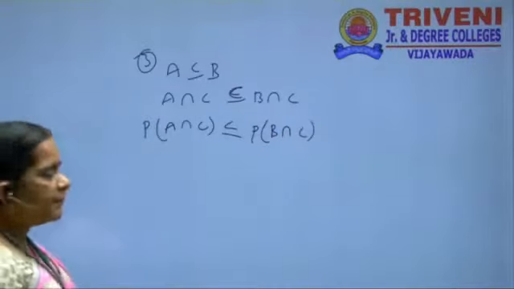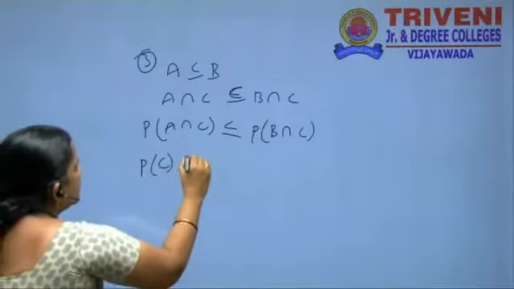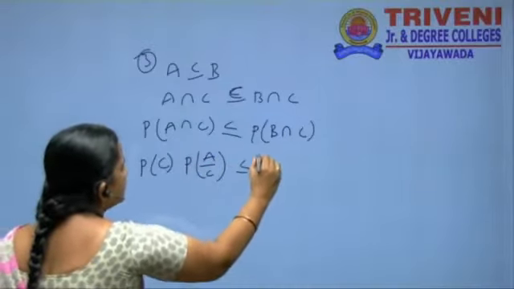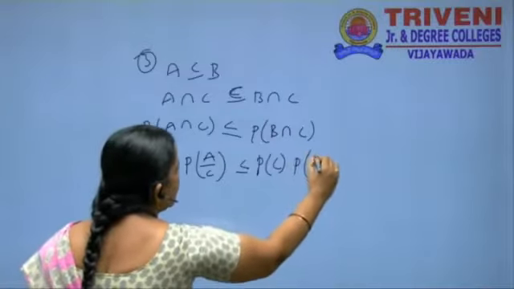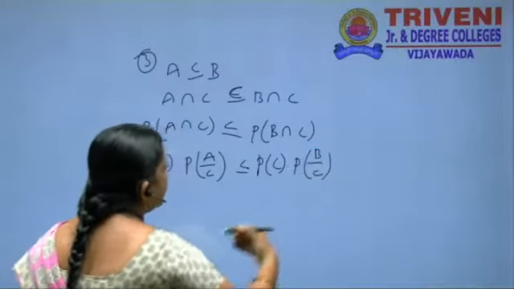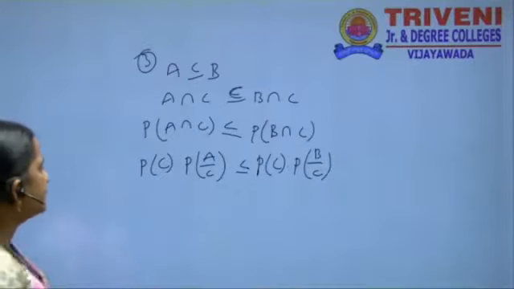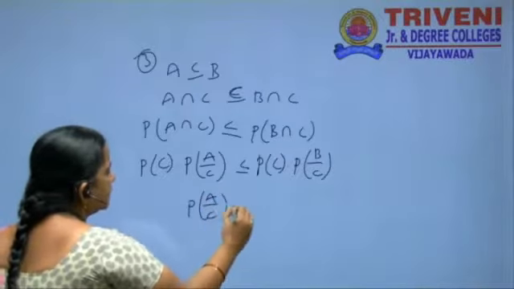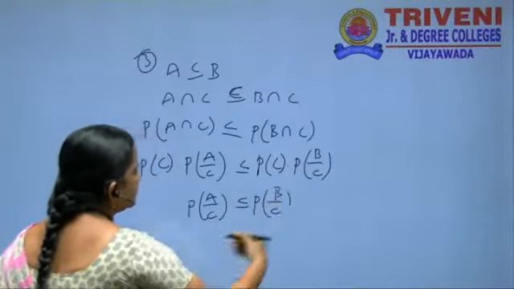By using the multiplication theorem here, P of C into P of A by C is greater than or equal to, here also using the multiplication theorem, P of C into P of B by C. On both sides P of C is there, so that gets cancelled. P of A by C is greater than or equal to P of B by C.